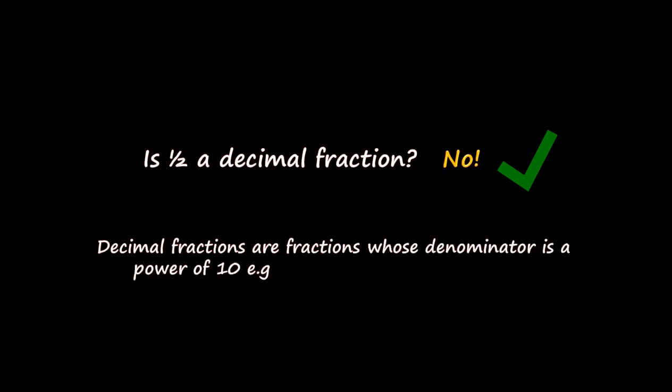This other one to note: is a half a decimal fraction? No. For a number to be a decimal fraction, the denominator must be a power of 10. That is, the denominator must be something like 10 or 100 or 1000 or 10,000 and so on, a power of 10. So a half is a binary fraction because the denominator is 2. So it's a binary fraction and not a decimal fraction.